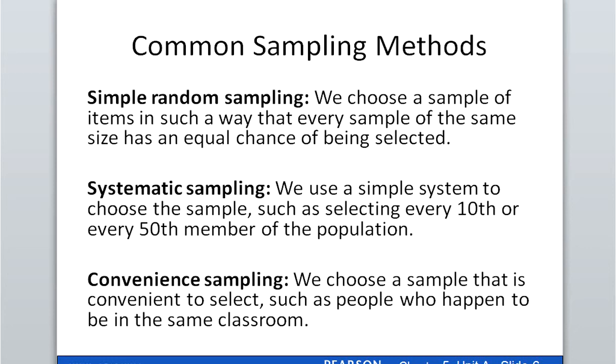Another way to sample is through convenience sampling, and that's when you just talk to whoever happens to be walking by or happens to be in your store. There's no rhyme nor reason. If they were there, then they get chosen. It's very convenient, hence the name.